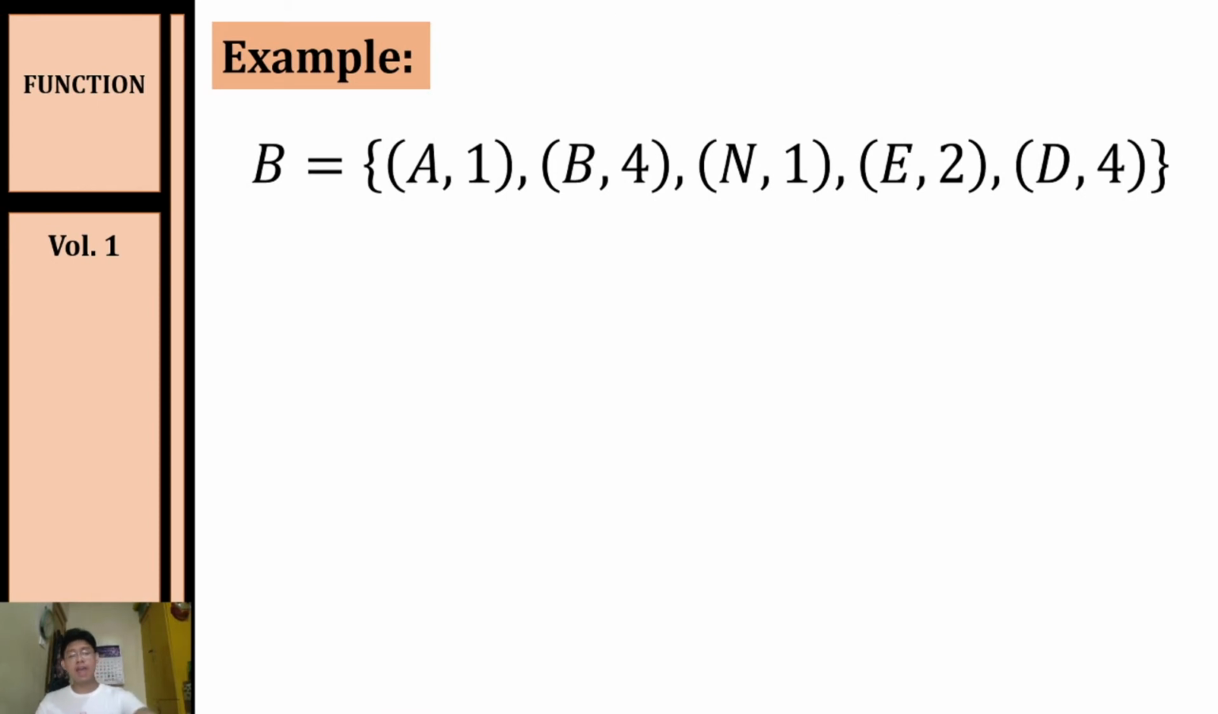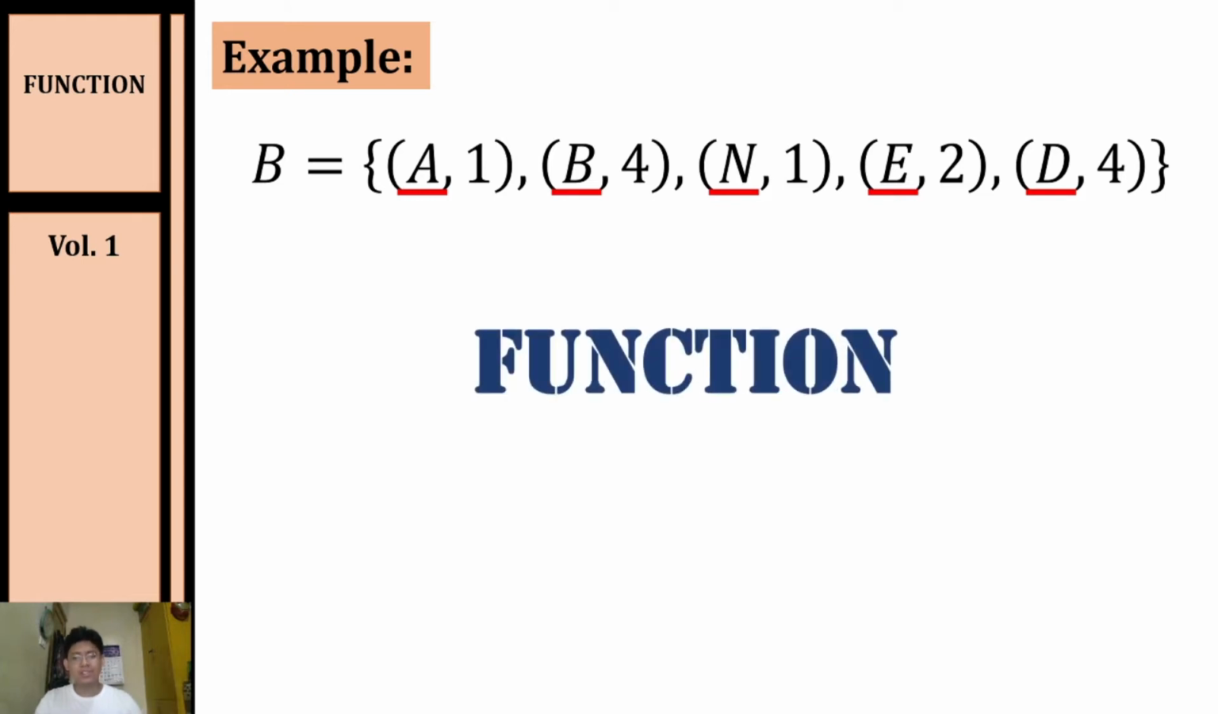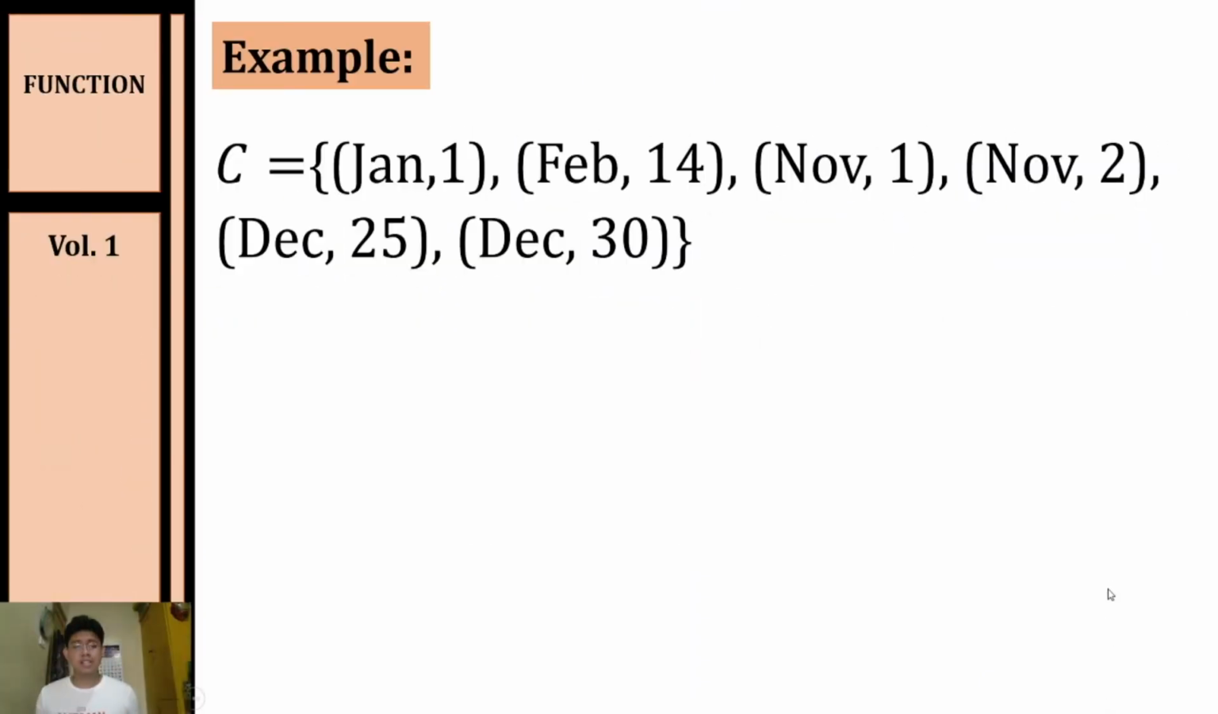Okay, let's have another example. For example, we have set B. For set B, we have ordered pairs (A, 1), (B, 4), (N, 1), (E, 2), and (D, 4). So let's identify first our x-coordinates. We have A, B, N, E, and D. Do we have a repeating first coordinate? If the answer is no, then we can consider this as a function.